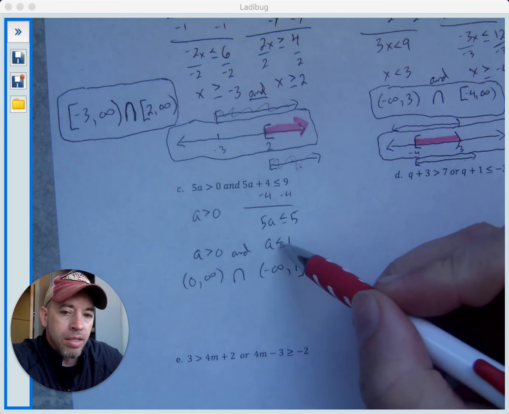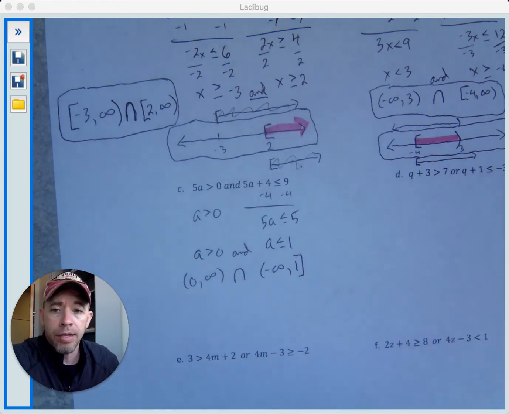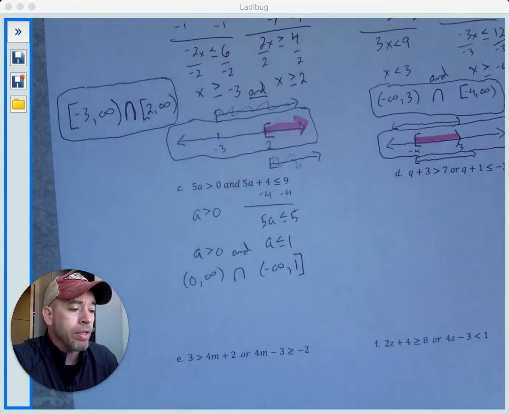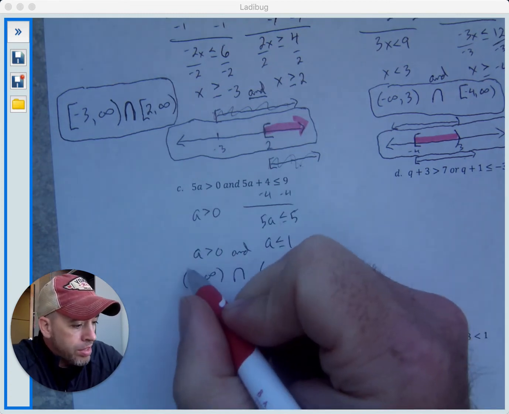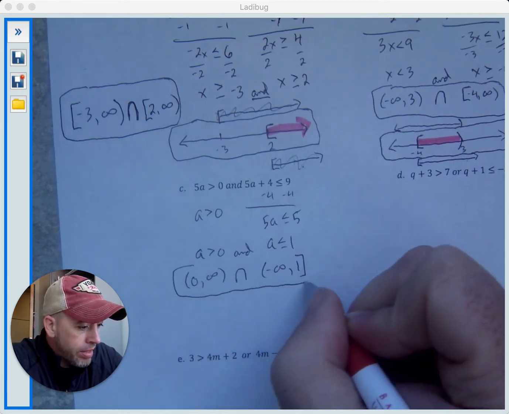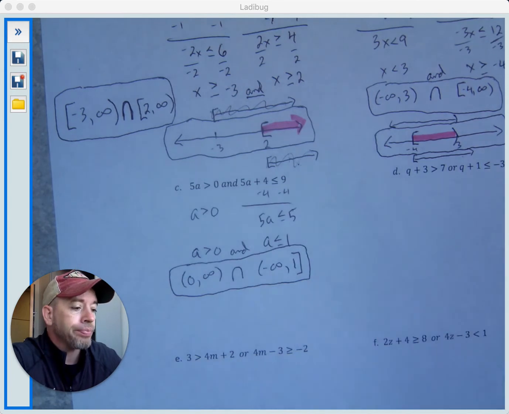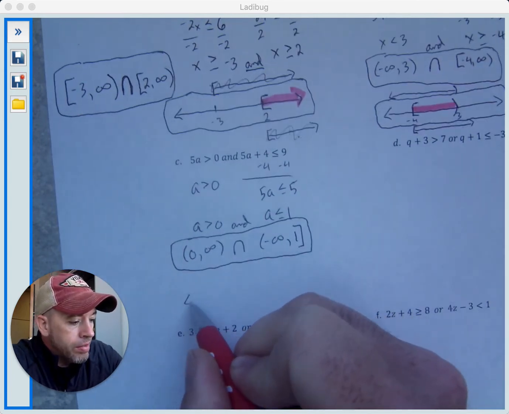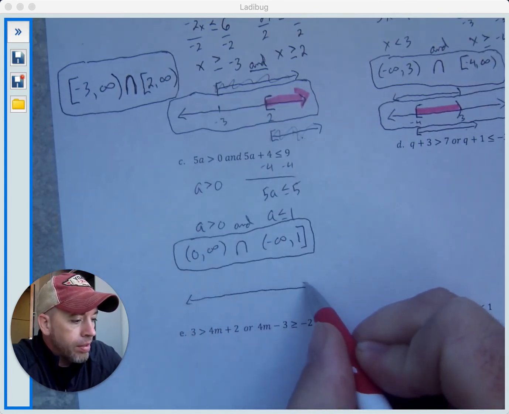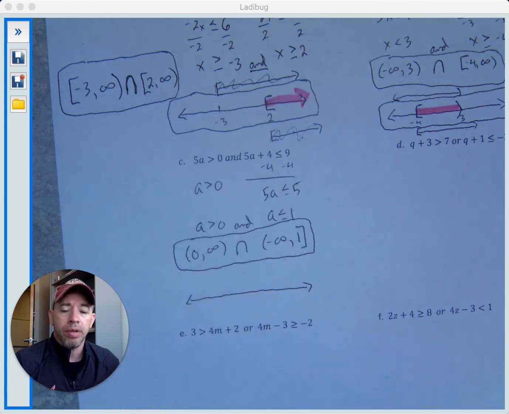If a is less than or equal to 1, 1 would be the largest value in that set. That would be your right number we have here. So this is our interval notation. That's part of our answer. The graph is the other part. So I'm going to do as I've done before. I'm going to graph part of it above and part of it below.